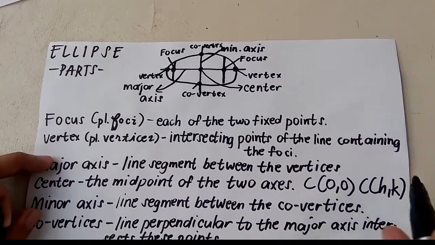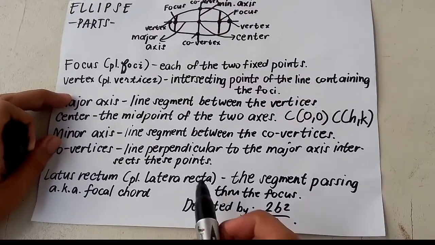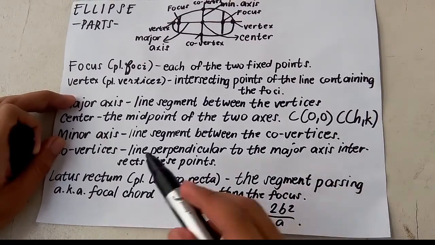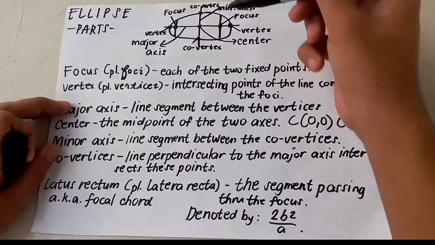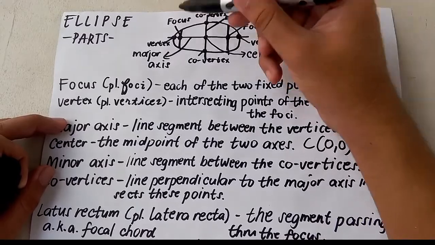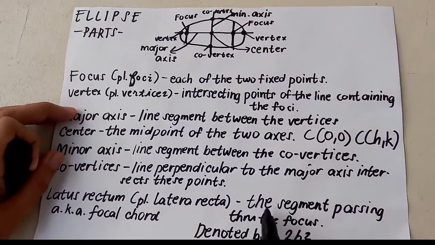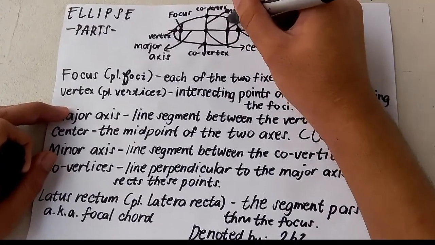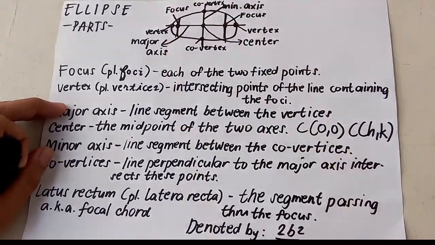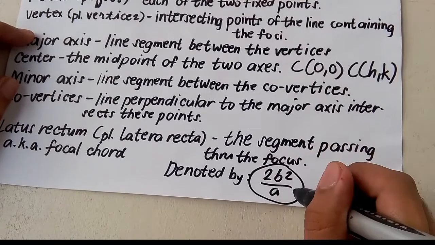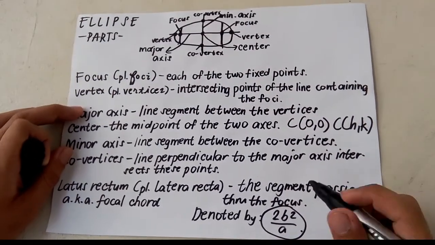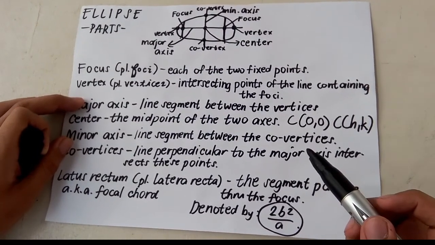And finally, the last part is the latus rectum or the latera recta. These are Latin terms used in mathematics. It is also known as the focal chord. This is the latera recta. Okay? So these are segments passing through the focus. It passes through the focus and it is denoted by the formula 2b squared over a. Now that you have learned the ellipses and the parts of it, we are now ready to learn more about its kinds.